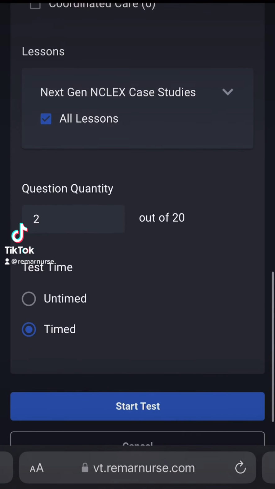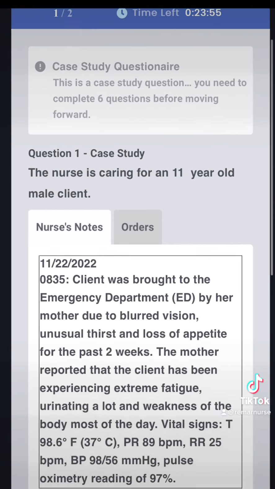Okay, guys, we have 43 days until NCLEX changes, and you're going to want to save this because we're about to do a pediatric case study together. That's right. All right, here is our patient.